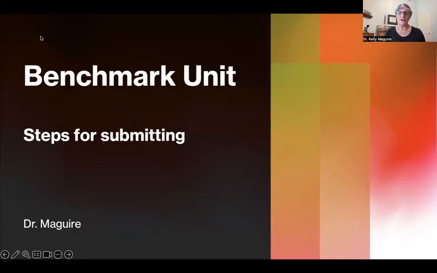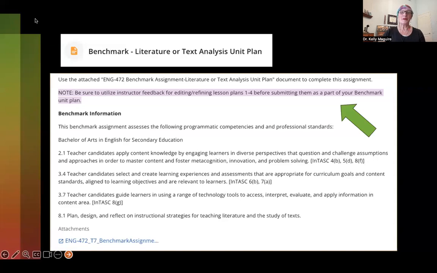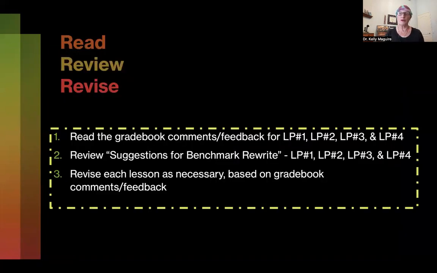All right, there are a few steps that I would like you to take to submit your benchmark unit. It's not that hard. The main thing to do is to look at any of the feedback that I have provided to you on the prior lesson plans, so on lesson plan 1, 2, 3, and 4. Before you submit the benchmark, which is essentially done, you do need to look at that feedback in the gradebook. So let me go over that.